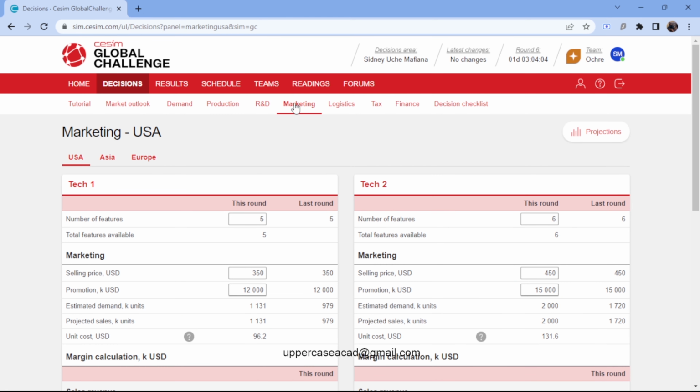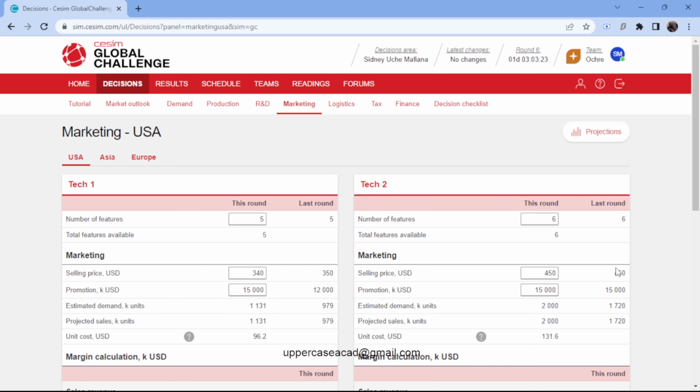So with that in mind, let's go to the marketing part and make decisions. So here in the USA, we'll be selling two products, Tech 1 and Tech 2. For Tech 1, we'll maintain its 5 features, so we are not going to change any features, but we'll reduce the selling price from 350 to 340. This will enable us to attract more customers. Additionally, we'll increase the promotion budget to 15,000 to create a stronger marketing presence.